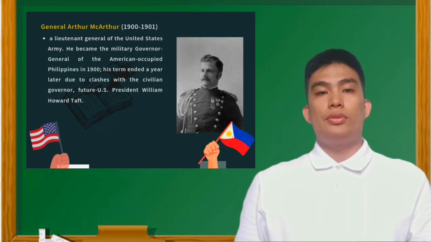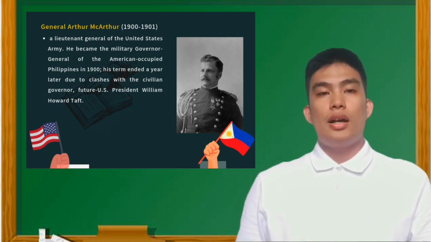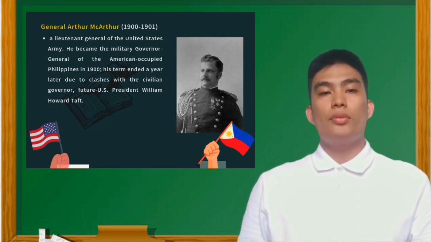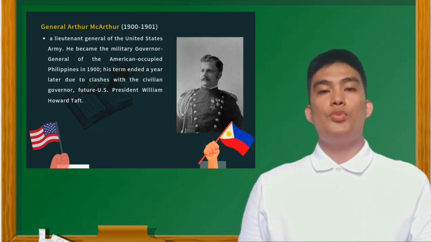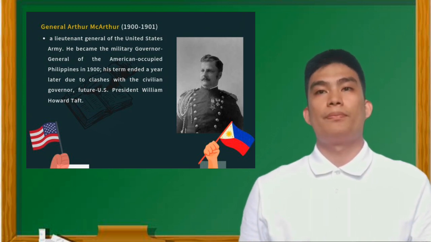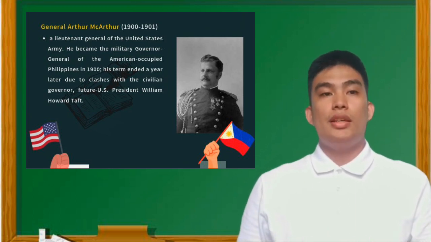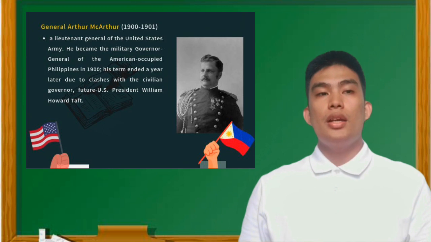General Arthur MacArthur, 1900-1901, a Lieutenant General of the United States Army, became the military governor general of the American-occupied Philippines in 1900. His term ended a year later due to clashes with the civilian governors, led by future U.S. President William Howard Taft. The goal of these three American military governments in the Philippines was to establish American control over the newly acquired territory and bring about modernization, development, and reforms in various areas.